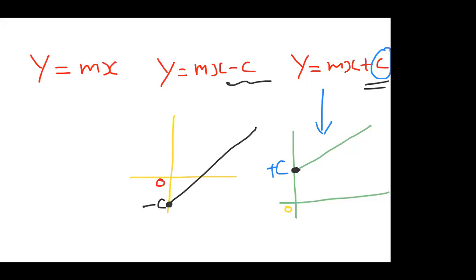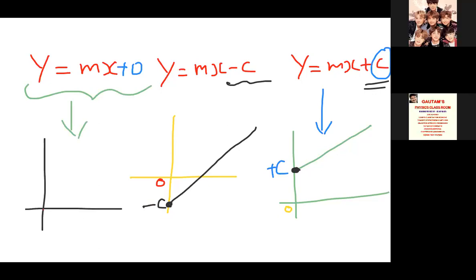There may also be no y-intercept. Simply they have written y equal to mx plus c and didn't give any value, which means it's nothing but 0. That means there is no y-intercept, which means the graph is passing through the origin.